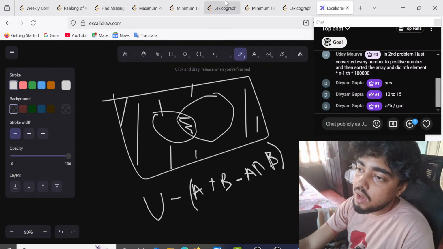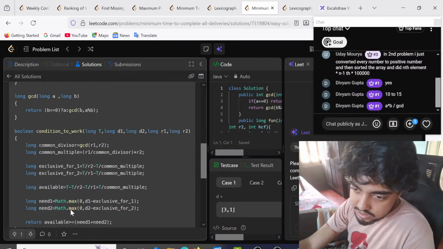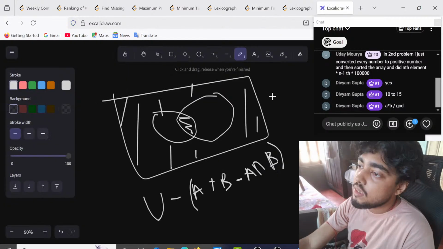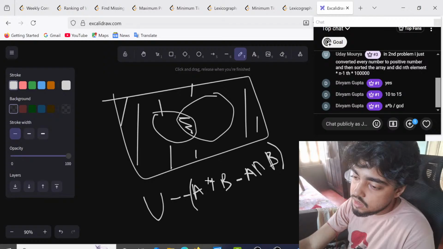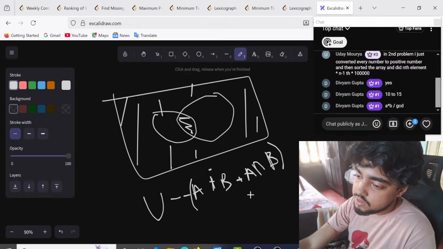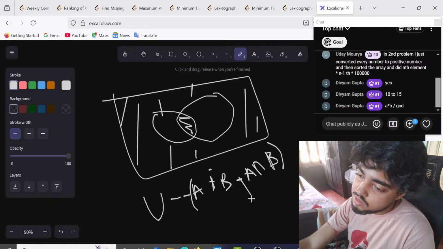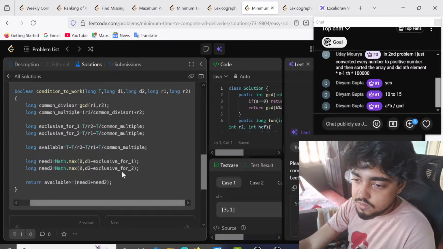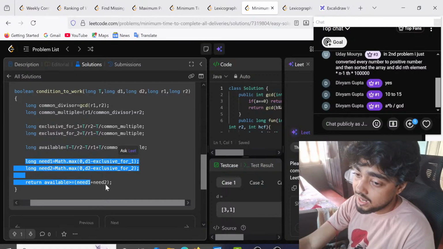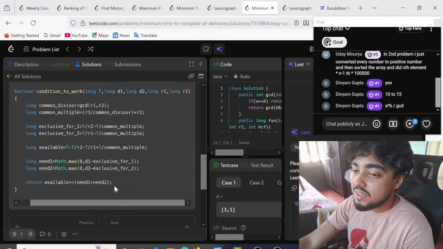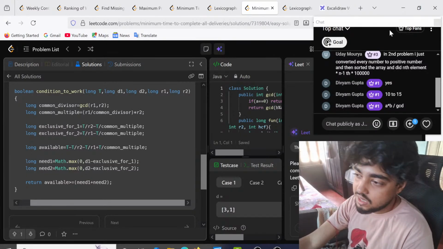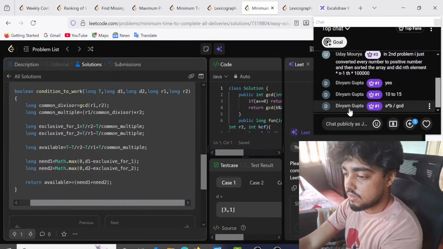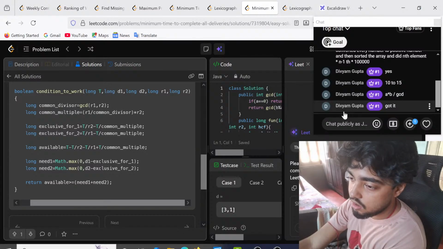Now let's have a look at this. What is the formula he is using? T minus T by R2 minus T by R1 plus T by common multiple. Because this minus becomes minus, this plus becomes minus, and this becomes plus. Okay, universal minus A minus B plus A intersection B. I hope there is no doubt on this. Any doubt on this? Because these are the last 3 lines that are needed. Any doubt on this till now? You guys can tell me in the live chat. I got it. Okay. Great.